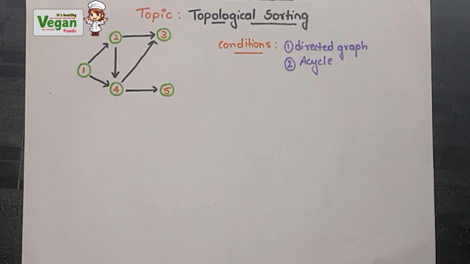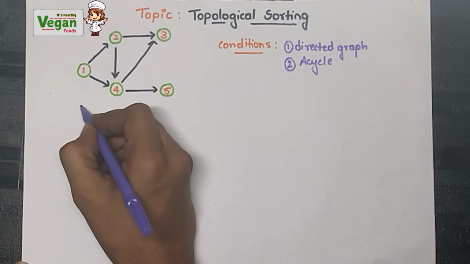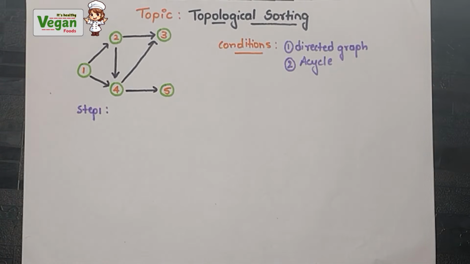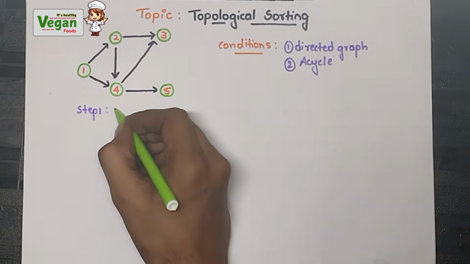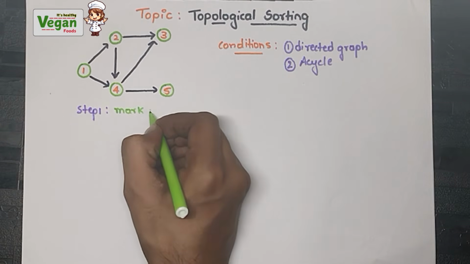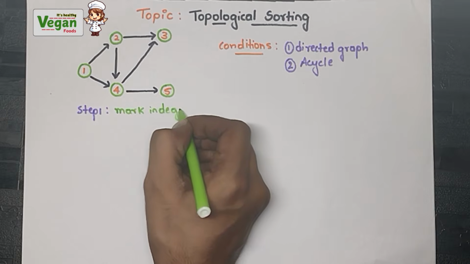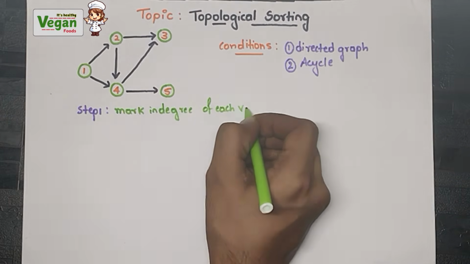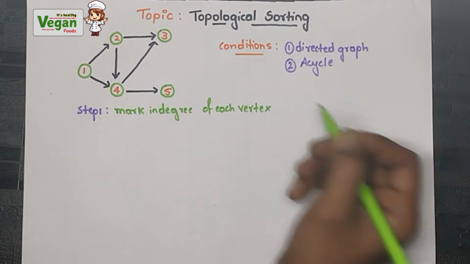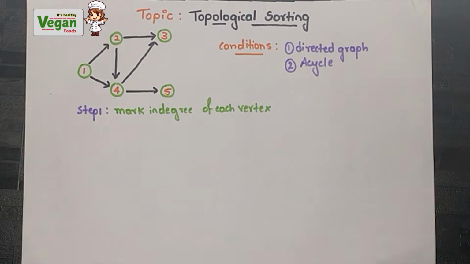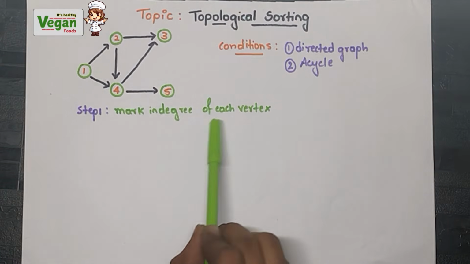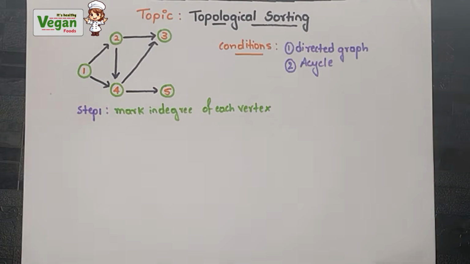Now, to solve the topological sorting problem, we will do two steps. Step 1 is to mark the in degree of each vertex of the given graph. Here we have 1, 2, 3, 4, 5, which we will call the vertices. So mark the in degree.